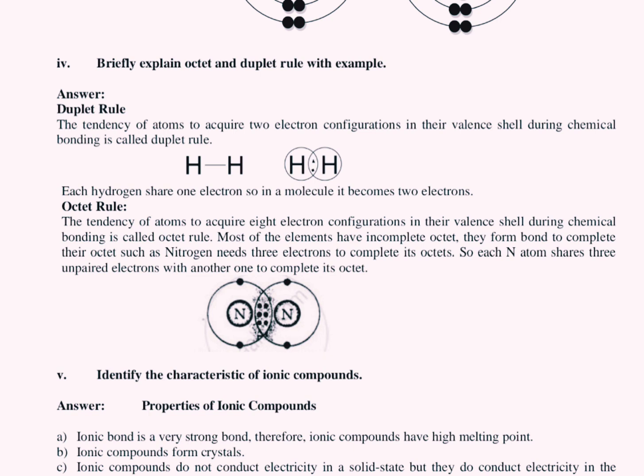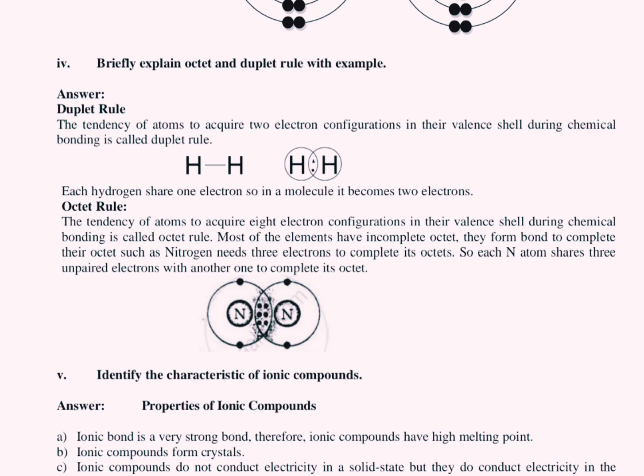And octet rule is the tendency of an atom to acquire 8 electrons in the outermost shell to become stable, and most of the elements don't have their octet complete. So what they do, they gain electrons, lose electrons or share electrons to do that. And here we draw the structure of nitrogen. You can draw carbon dioxide, methane, oxygen, whatever your choice is.